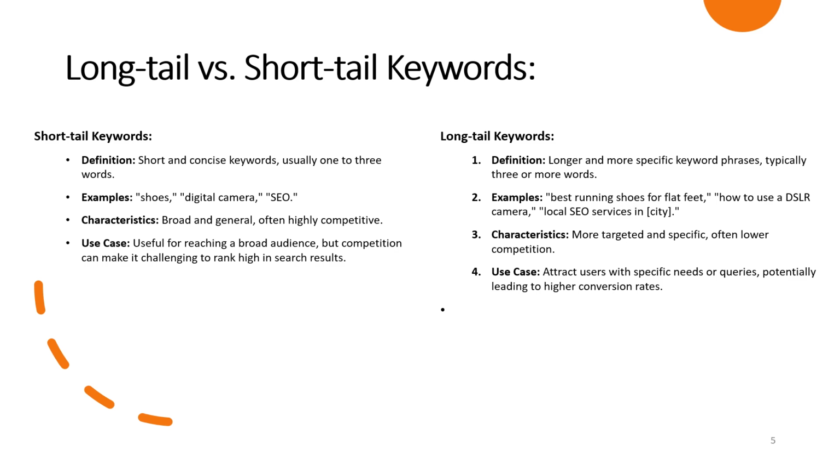Then you've got your long tail keywords. Longer and more specific key phrases, typically 3 words or more. Examples can be best running shoes for flat feet, how to use DSLR camera, a local SEO services in my city. So, for example, if I were to break down best running shoes for flat feet, the keywords here are going to be best running shoes, flat feet.